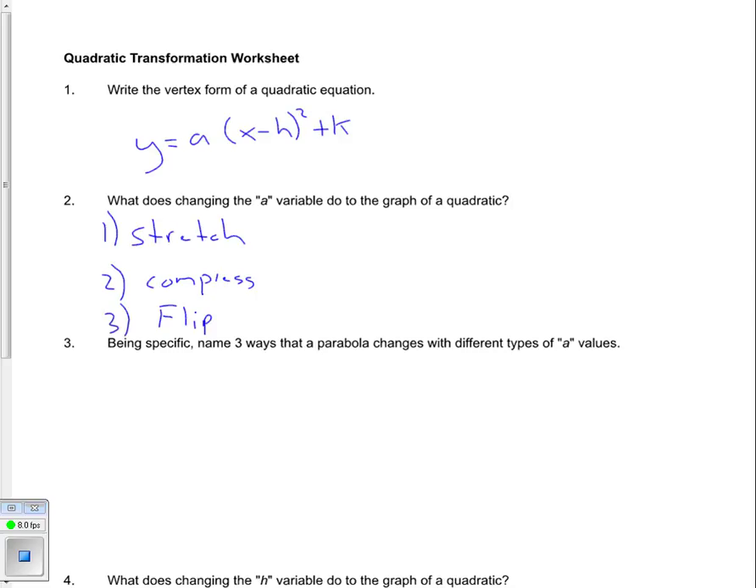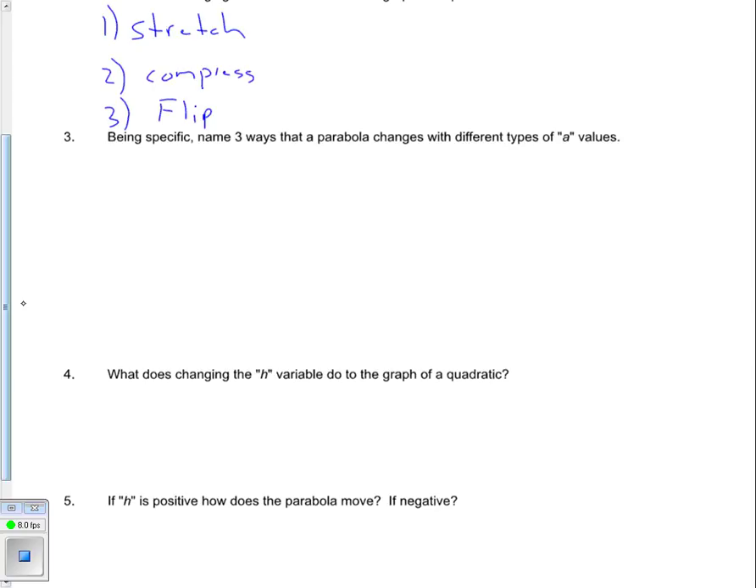Okay, so question number 3 says, being very specific, name 3 ways that a parabola changes with different types of a values. So when a equals a negative number, or less than 0, the parabola is upside down. If, however, a is equal to a positive number, then it's right side up. Okay, so it opens up.